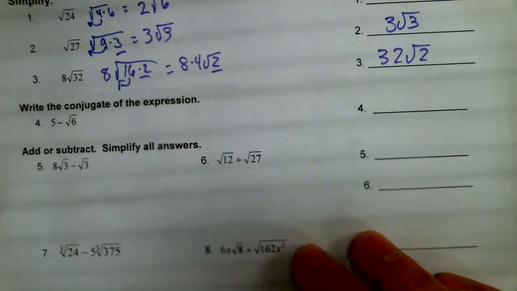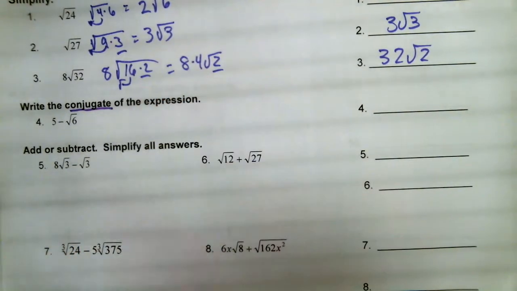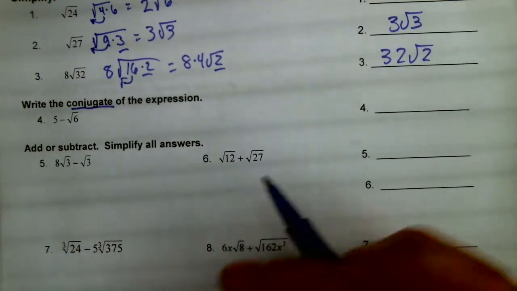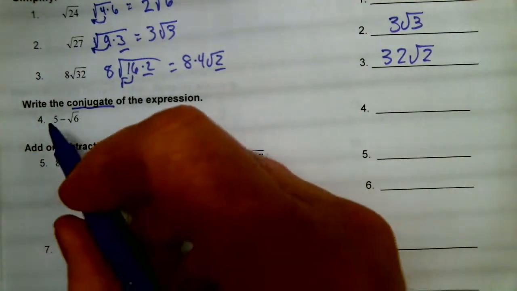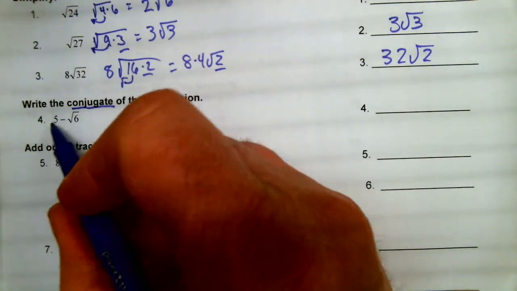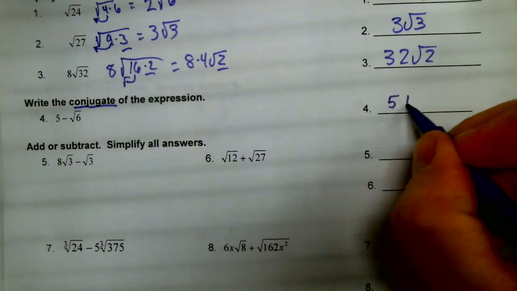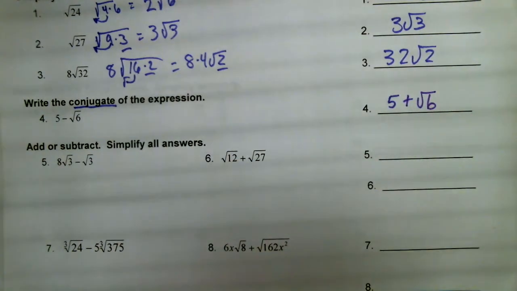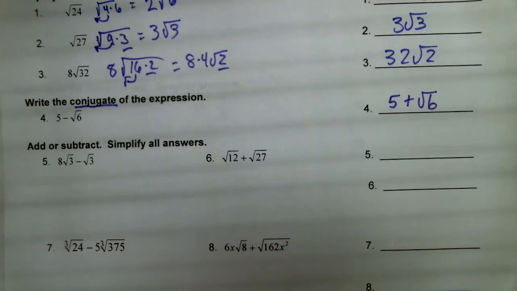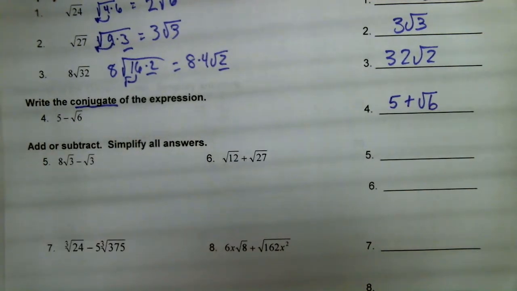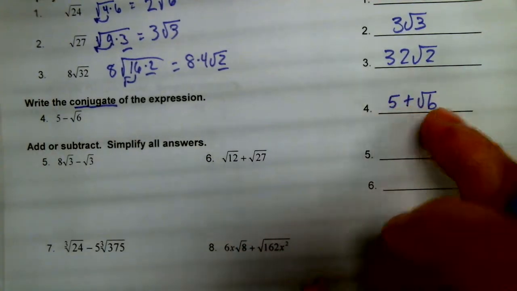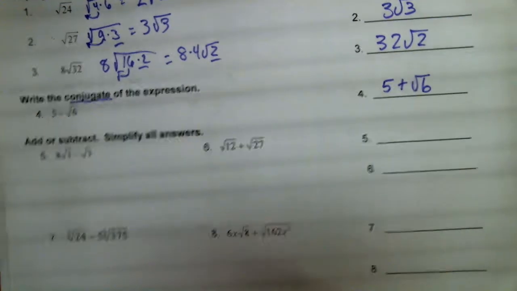In question number 4, they're asking us just to do the conjugate. If we don't know what the word conjugate means, it's the same terms with the opposite sign in there. And our conjugate is pretty important when we rationalize denominators that have a radical in it. So we're going to just say 5 plus the square root of 6 is our conjugate.